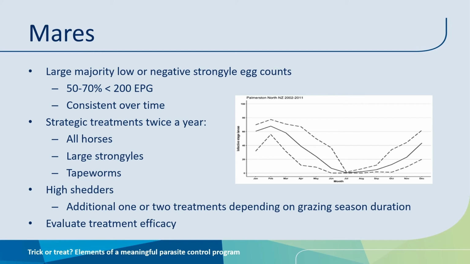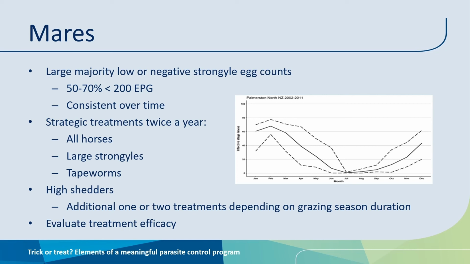And we want to make sure that at least one of those two treatments, ideally the one in the autumn, also includes an active with efficacy against tapeworms. Then in addition to this foundation, the twice per year foundation, we then use the fecal egg counts to identify horses in need of additional treatment. Those are the consistent high shedders.